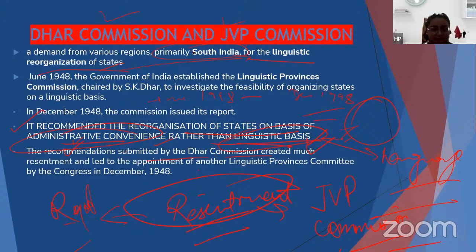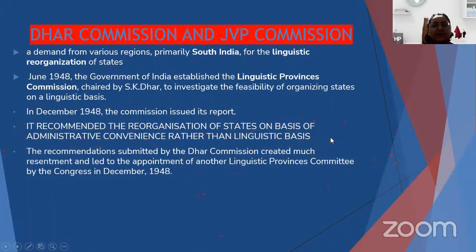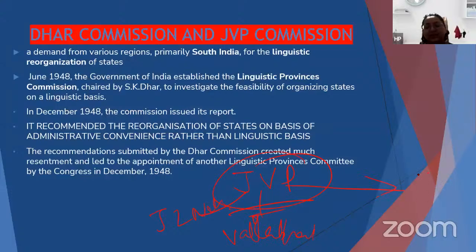Okay. Apart from that, जो recommendations थी Dhar Commission की, उन्होंने बहुत ज्यादा resentment create कर दिया था. उसकी वजह से government को एक नई commission appoint करनी पड़ी थी. That was JVP. J stands for JL Nehru, V stands for Vallabh Bhai Patel, and P stands for Pattabhi Sitaramayya. Under these 3 leaders, there was another commission that was formed, that was JVP Commission.